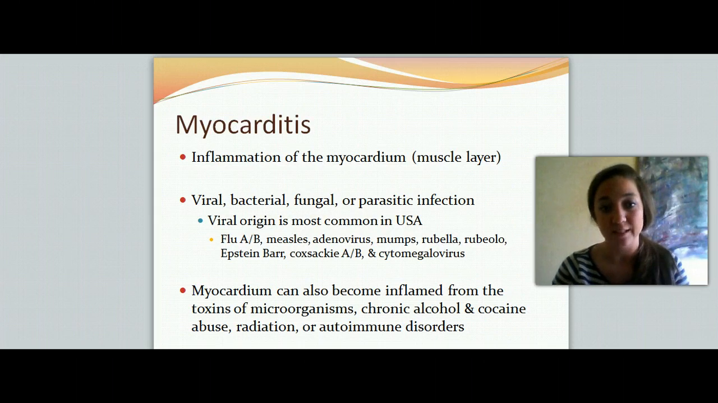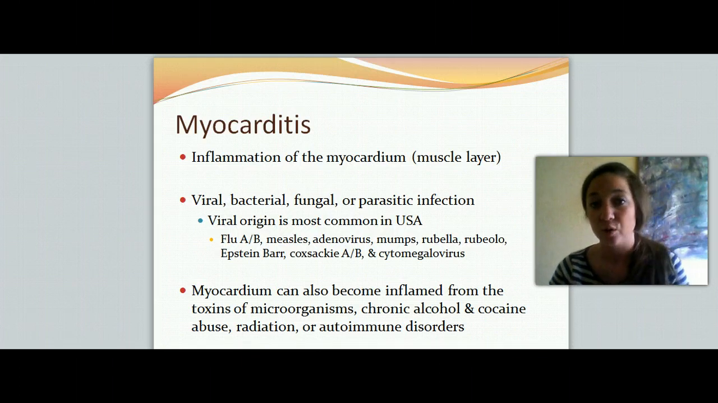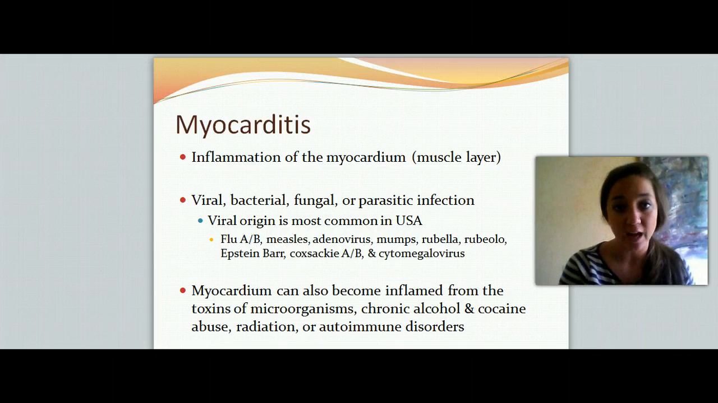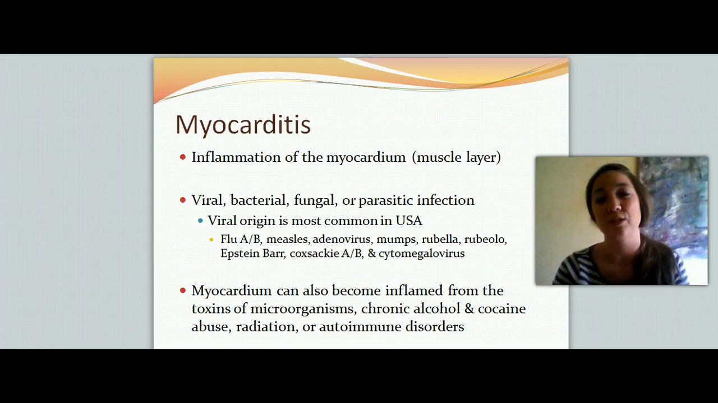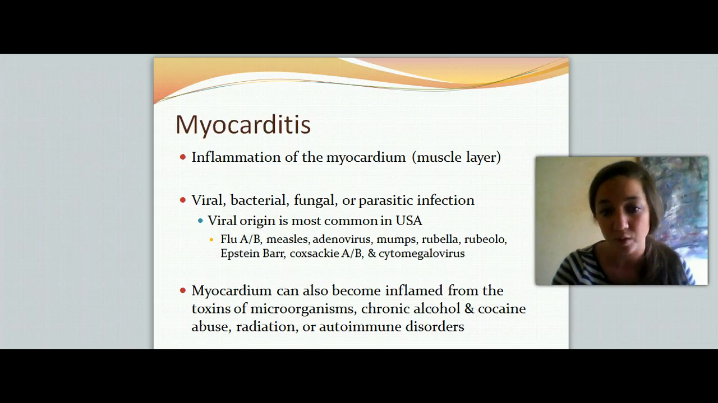So here's just a list of the common causes of myocarditis. I just really want you to remember that it could really be anything, okay? So we need to get a good patient history if we can. So ask a lot of questions of the family members and of the patient as well. The myocardium can also become inflamed because of the use of toxins, chronic alcohol abuse or cocaine abuse, radiation, or some other autoimmune disorder. So like we said, we're looking at if they had an infection leading up or if they're overusing some of these other kinds of toxins or if they've had radiation to their chest area at all, okay?